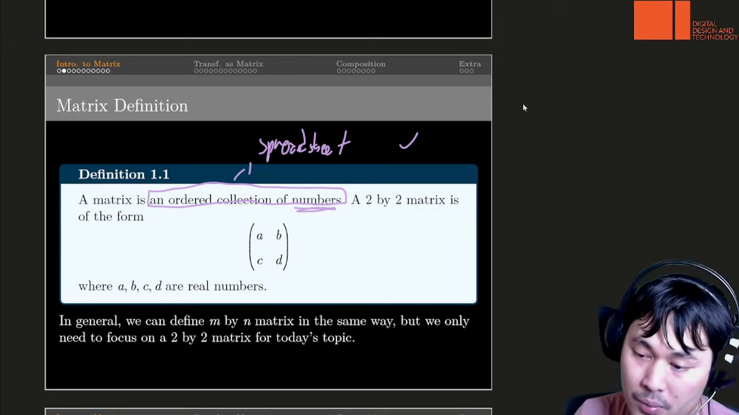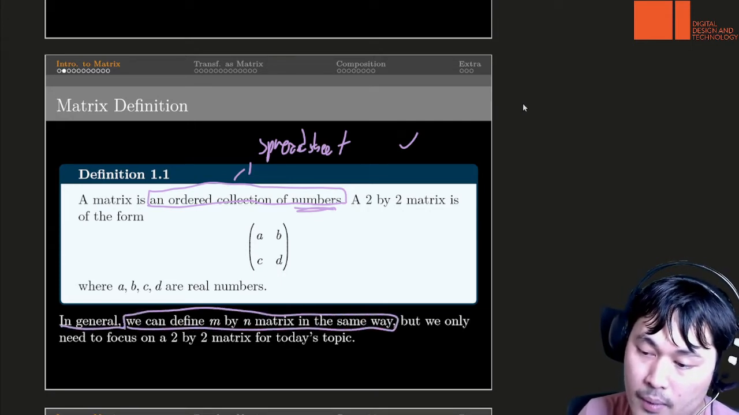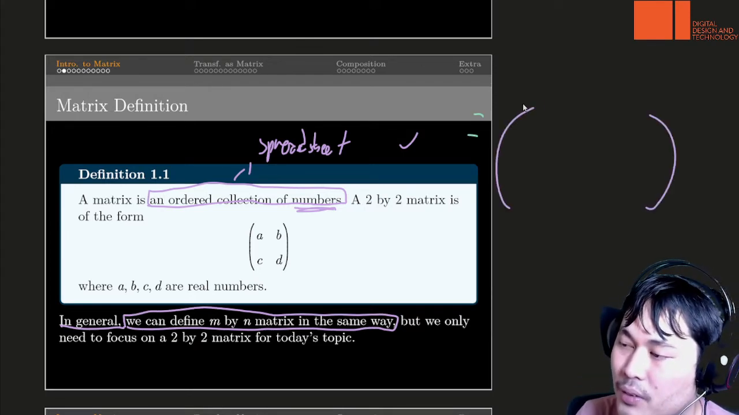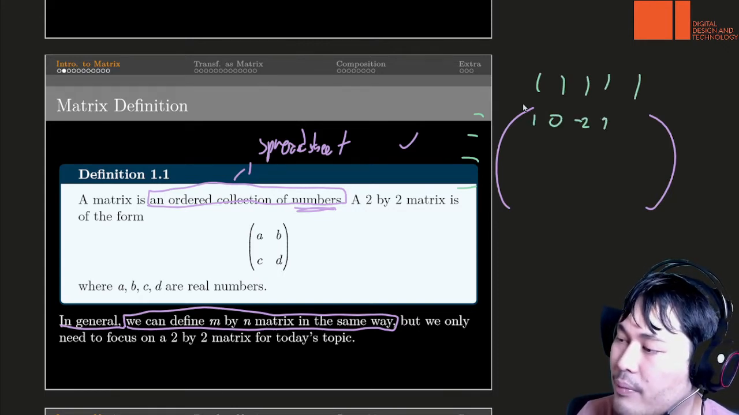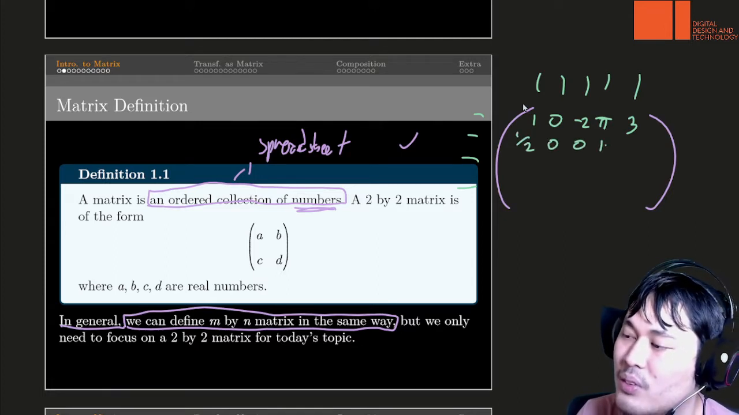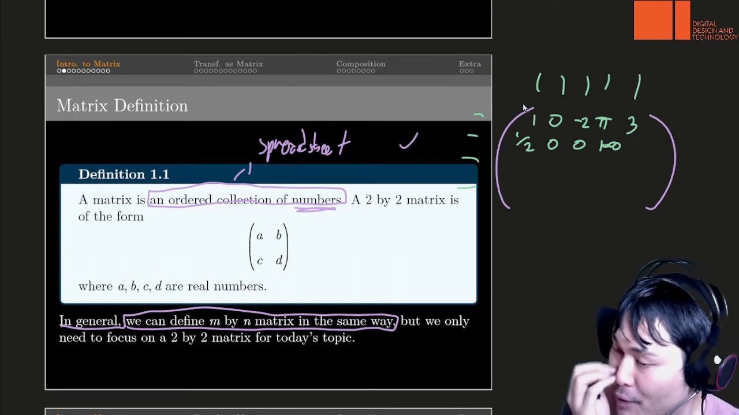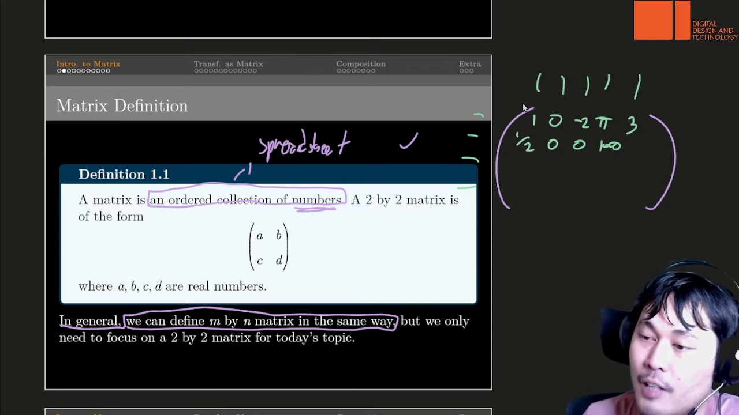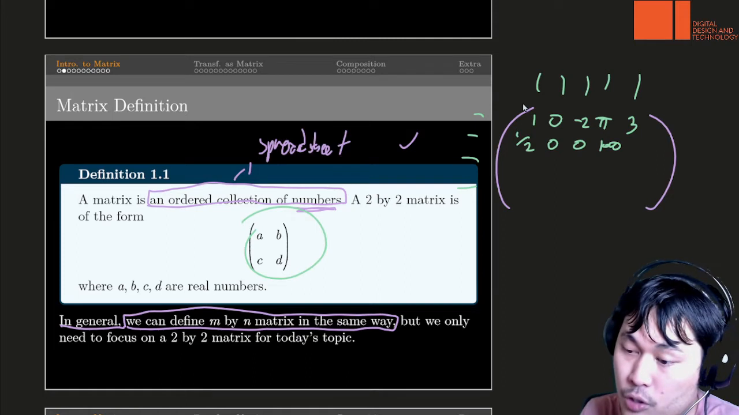And in general, you can define a matrix of any size, any dimension. You can have a matrix with 10 rows, or maybe 4 rows and 5 columns. You can have numbers, you can have whatever you want. Nobody's going to stop you. Just put numbers inside that rectangular shape. But for the sake of this topic, which is transformation, we're going to focus solely on the 2x2 matrix.